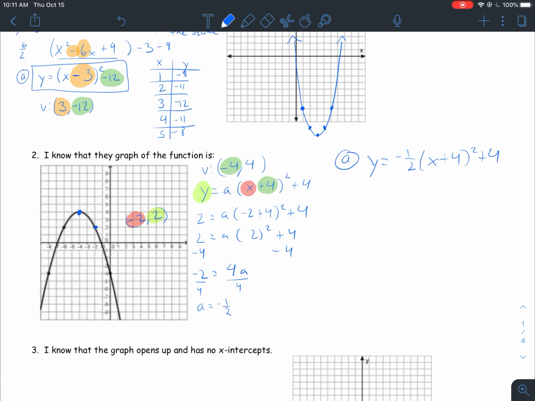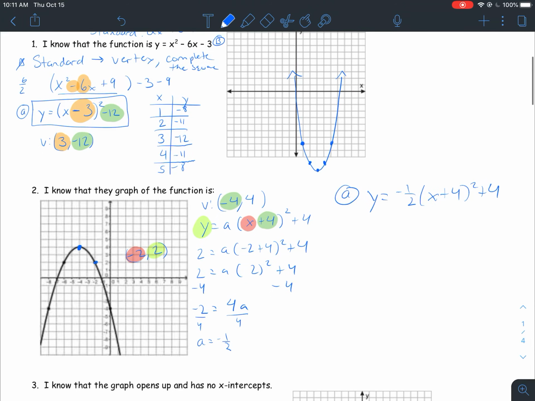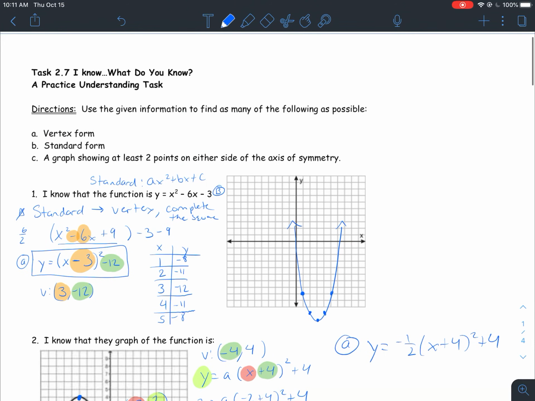Now, one thing I want to point out, we know that this graph opens downward, so we would expect our a to be negative, which is good because we got a negative a value. All right. So now we've got our vertex form. Now we need to find our standard form.